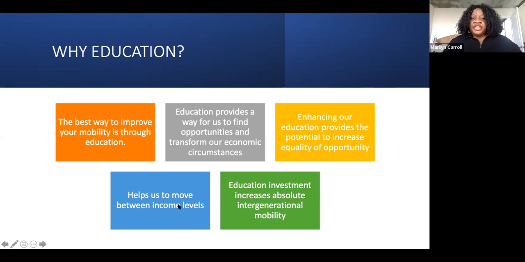So with education, the slide that I showed before this, with the various income levels, all of that matters. You're not just in school to get a better job. You're in school to learn how to use your economic power to do all of the things that you could possibly do to earn a living that's legal. So education investment increases absolute intergenerational mobility.